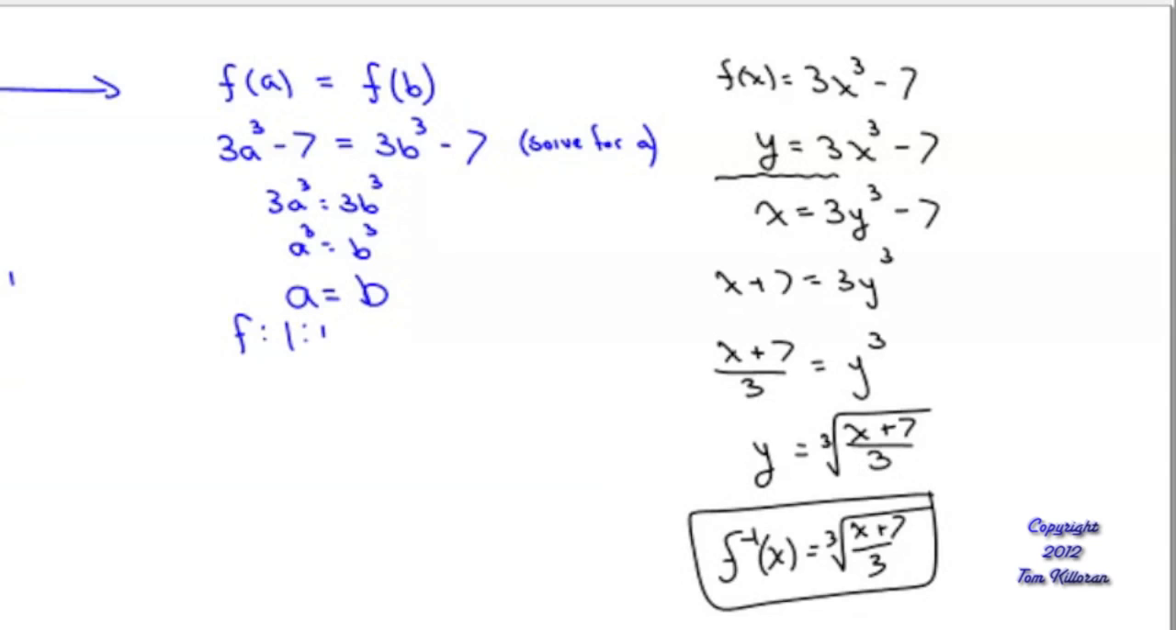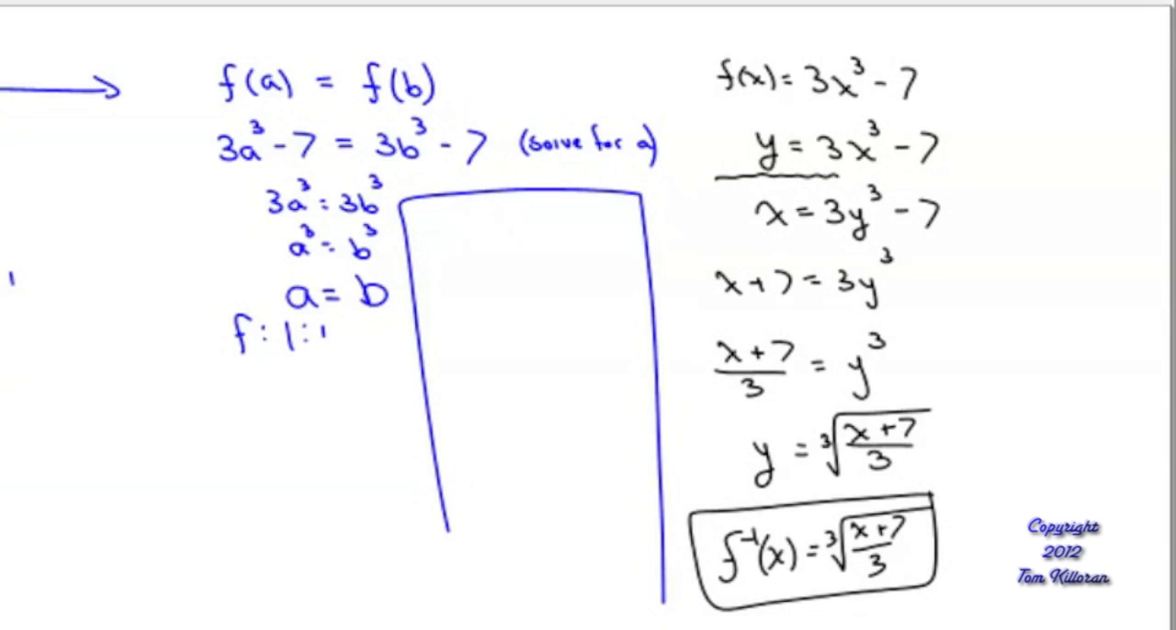Alright, now here's the cool part. Let's pick a nice number. What is f of 1 equal to? What do I do with the 1? Plug it into f. Don't look at f inverse down here. It goes into f. So it would be 1 cubed, which is 1, times 3 is 3. 3 minus 7 is?